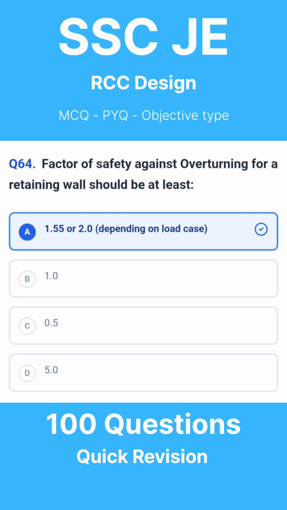Question 64. Factor of safety against overturning for a retaining wall should be at least. The correct answer is 1.55 or 2.0 depending on load case.